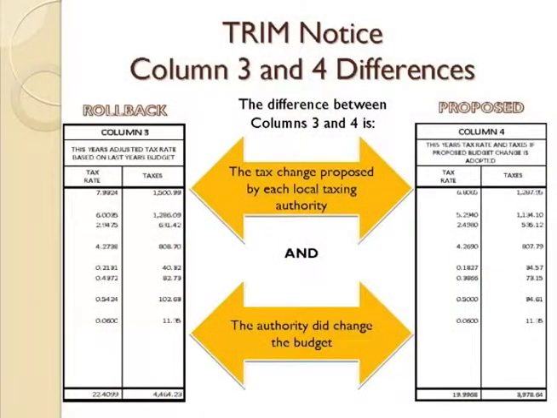Now, this slide just simply shows the difference between columns 3 and 4. Your rollback rate, your proposed rate. And you can see the increased higher rate in the rollback column versus the rate that has been tentatively adopted in this particular slide.